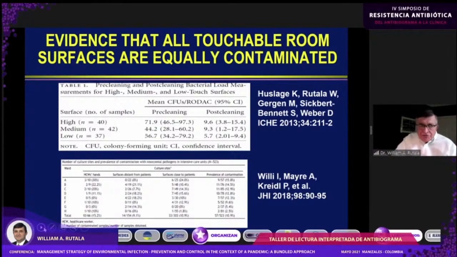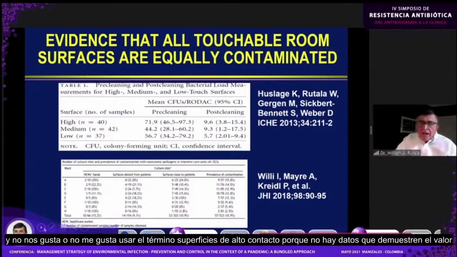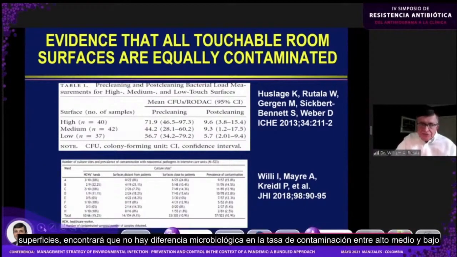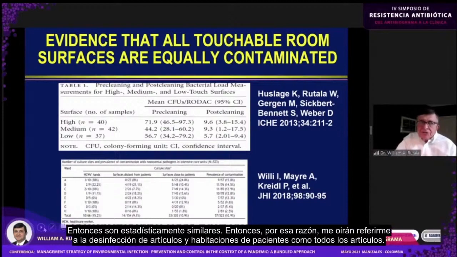Now, the other point that I wanted to make is that some hospitals emphasize what are referred to as high-touch surfaces. And I don't like to use the term high-touch surfaces because there are no data which demonstrate the value of only disinfecting high-touch surfaces. In fact, if you look at the microbial contamination level of high, medium, and low-touch surfaces, you will find that there is no microbiological difference in the contamination rate between high, medium, and low. So they are statistically similar.